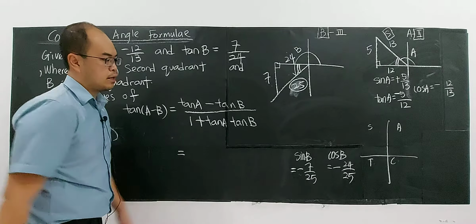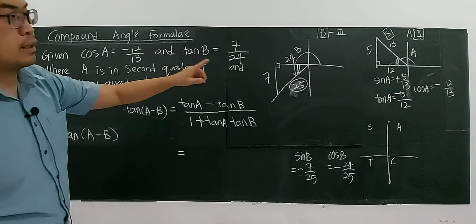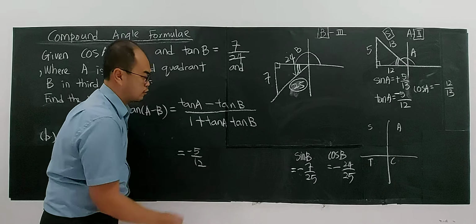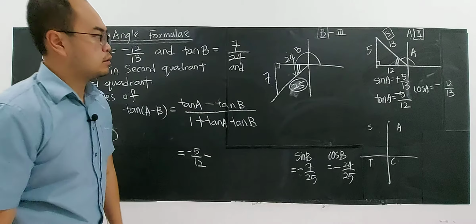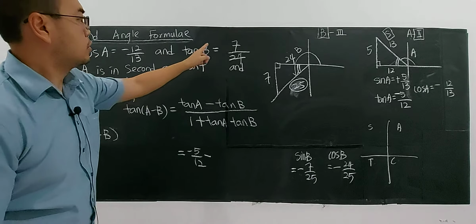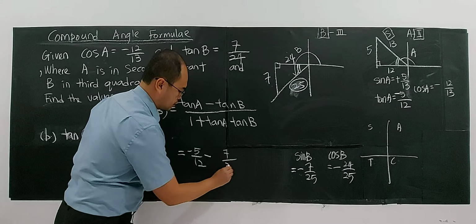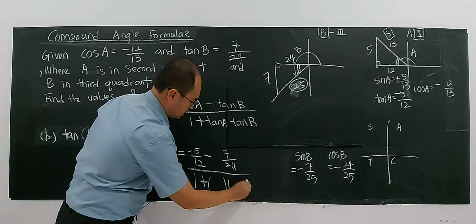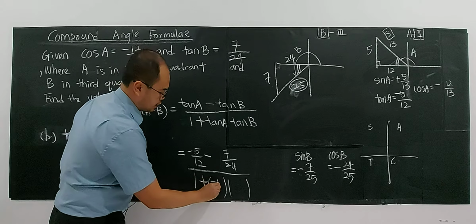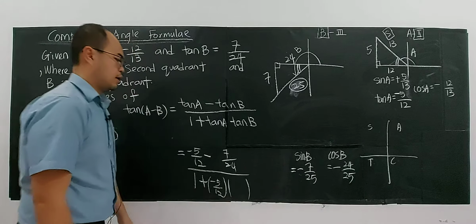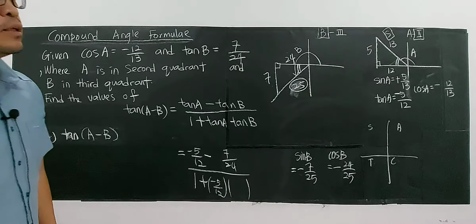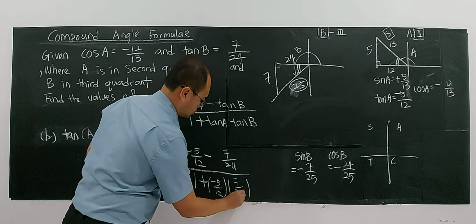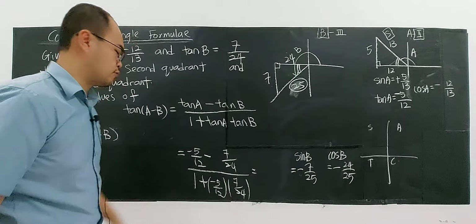So then tangent A, from there you have negative 5 over 12, minus tangent B, which is 7 over 24, over 1 plus tangent A tangent B. Tangent A is negative 5 over 12, and tangent B will be 7 over 24.